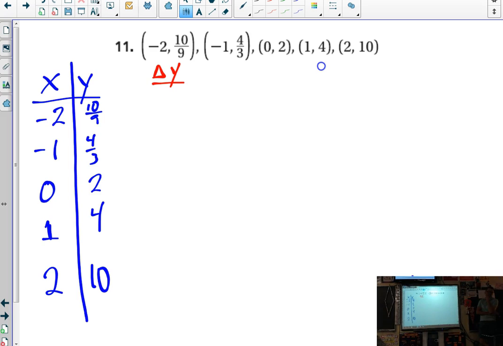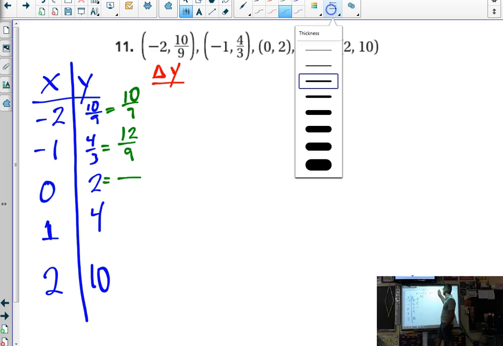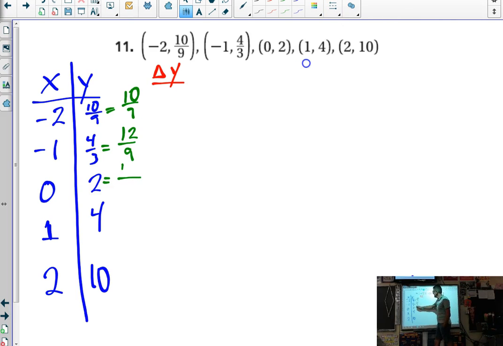Ava, you had your hand up first. Find a common denominator. What should our common denominator be here? 9. So Jenny, what do I do to make that happen? Multiply 4 thirds by 3. So 10 ninths is going to stay 10 ninths, but then I get 12 ninths. While I'm at it, I might as well look at my integers as ninths as well. So 2 will become how many ninths? 18 ninths.